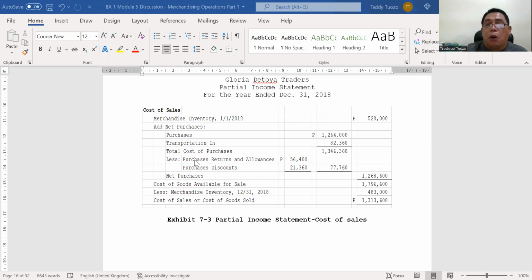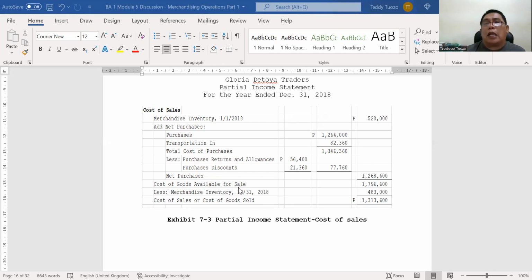If you return the goods you bought, previously classified as purchases, it becomes purchases, returns, and allowances. And on the part of the seller, sales, returns, and allowances. The purchases on the part of the buyer are sales on the part of the seller. Transportation in: when you purchase goods that you will sell, it entails an additional transportation cost. So net purchases are added to the merchandise inventory. So this is now what we call the cost of goods available for sale.